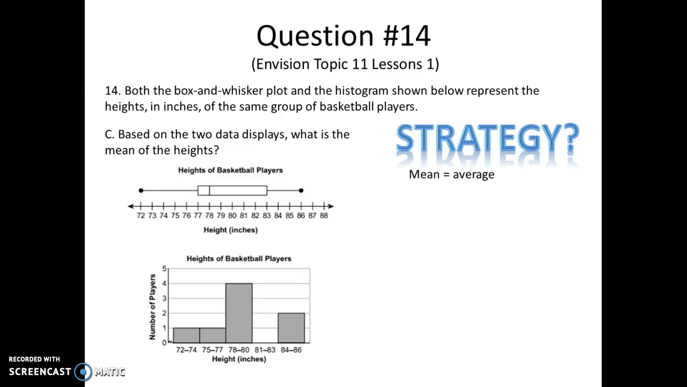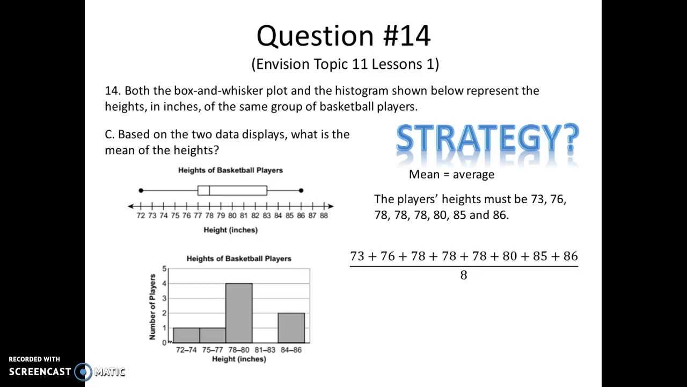So continuing from the last question, the players' heights must be 73, 76, 78, 78, 78, 80, 85, and 86. So to calculate the mean, we want to add all those values together and then divide by 8 because there are 8 players. We find the mean, or the average, is 79.25 inches.